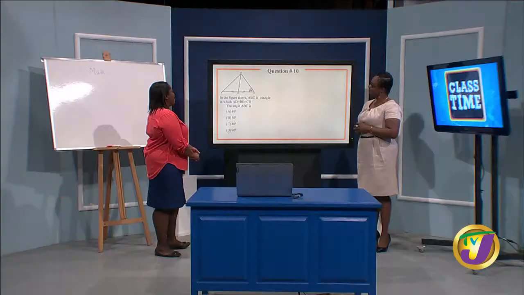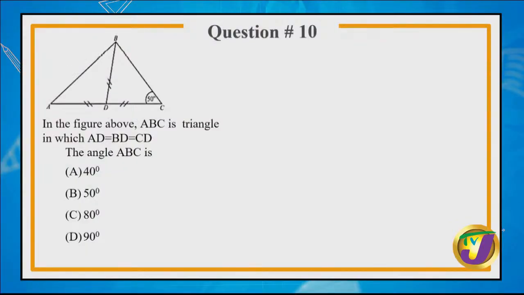Okay, let's read question 10. We are given another diagram, and in the figure above, ABC is a triangle in which AD is equal to BD, which is also equal to CD.